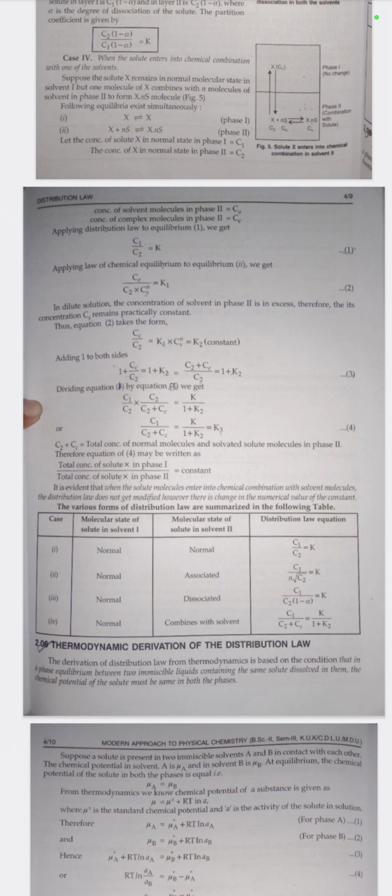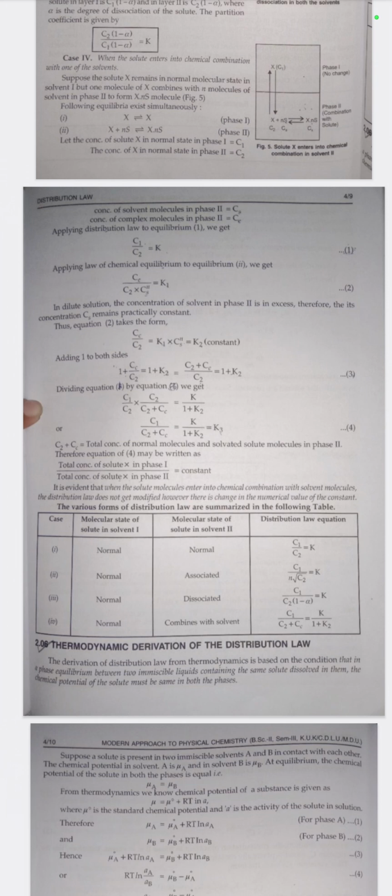C2 plus Cc is equal to the total concentration of normal molecules and solvent-solute molecules in phase second. Therefore equation 4 may be written as: total concentration of solute X in phase 1 by total concentration of solute X in phase second is equal to a constant. It is evident that when the solute molecules enter into chemical combination with solvent molecules, the distribution law does not get modified. However, there is a change in the numerical value of the constant.